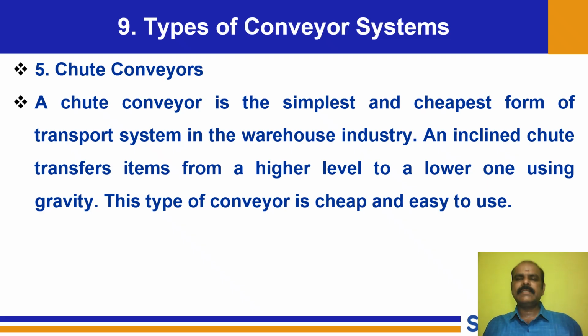Next, chute conveyors. Why do we have different types of conveyors? Two reasons. First reason, nature of material, and second reason is cost. So we need to think with respect to cost, because newer solutions should not be costly, they should also be cheap. A chute conveyor is the simplest and cheapest form of transport system in the warehouse industry. An inclined chute transfers items from a higher level to a lower level using gravity. So this is very cheap. Rather than using the term cheap, let us use the term affordable. It is very affordable and very easy to use. Power free operation. That's how we can summarize it.